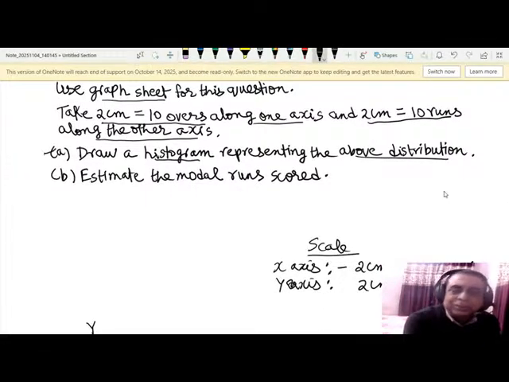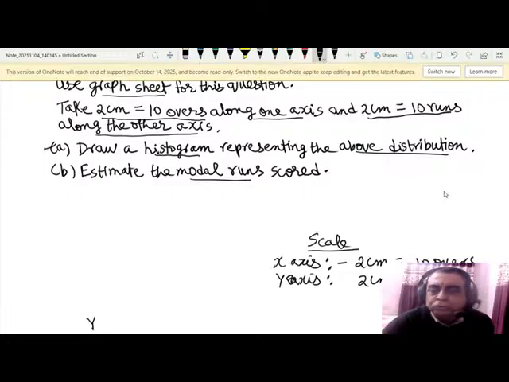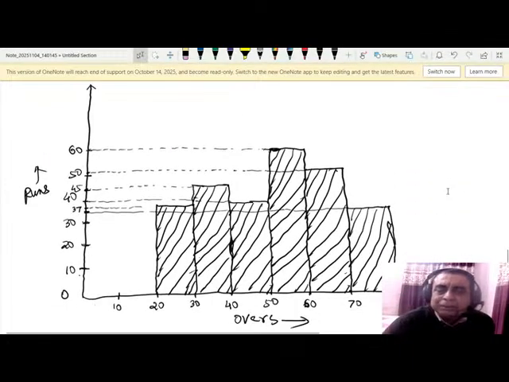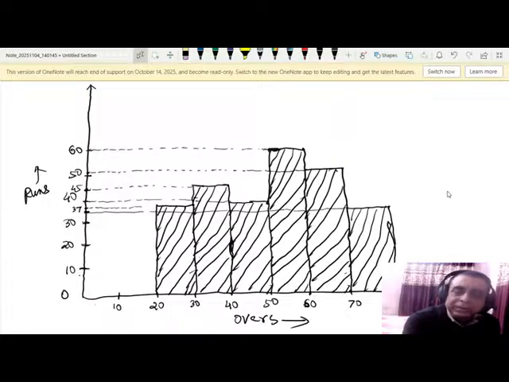Now B part, estimate the modal runs scored. So how do we show the modal run? The highest bar you take. You mark the corner points where it is meeting the previous bar as well as the succeeding bar. We call these points, suppose, A, B, C, and D.